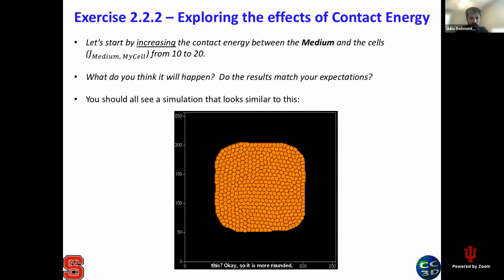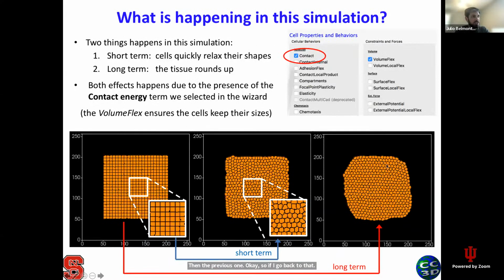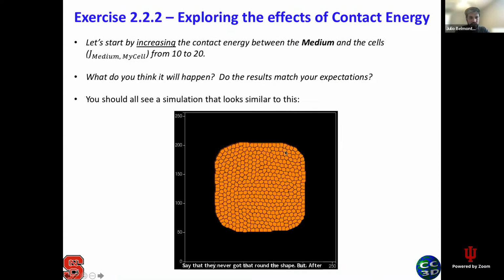If I go back to the previous shape, it was not that well rounded even after a very long time, and some of you said that you never got that rounded shape. But after we increased the energy between the cells and the medium, it is now more rounded, and many of you said that you have seen it round up faster than before. So yes, it makes sense.